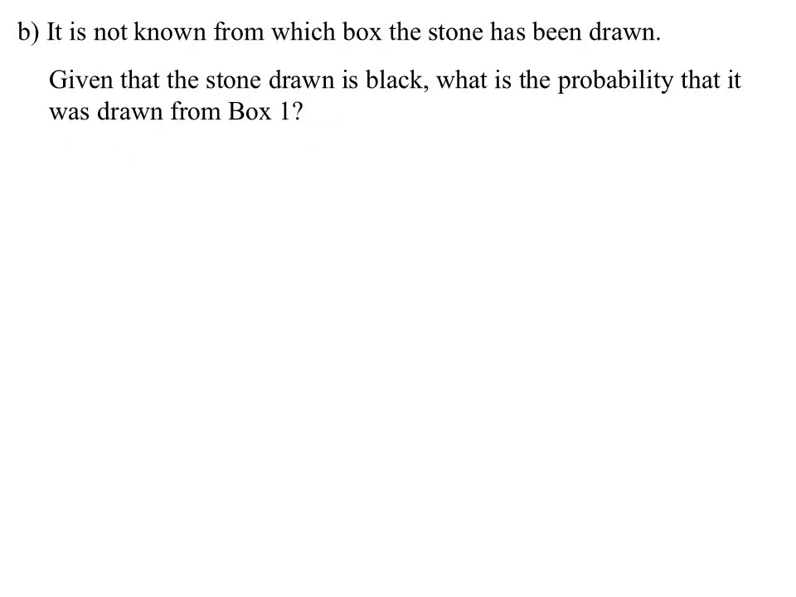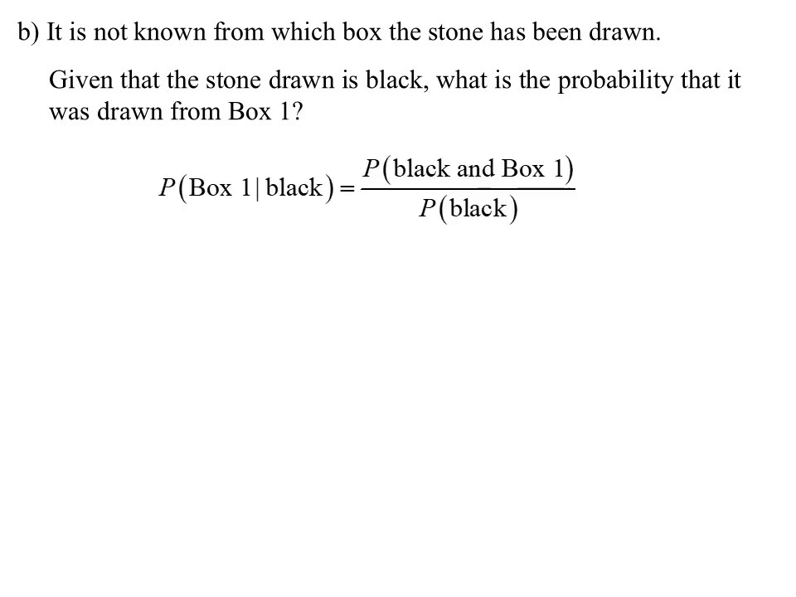Okay. But now, if I turn it into a conditional probability, it's not known which box the stone's been drawn from. However, we know we pull out a black one. What's the probability that it came from box 1? So we're saying, what's the probability it came from box 1 given that the stone we got was black? Well, that would be the probability of being black and came from box 1 divided by the probability of black. So a half times 1 divided by 3/4, a 2 in 3 chance.